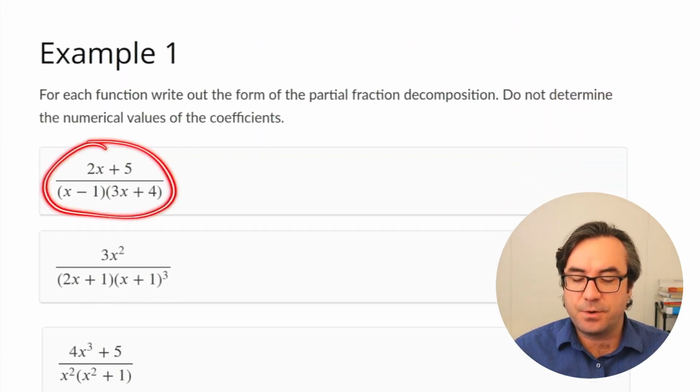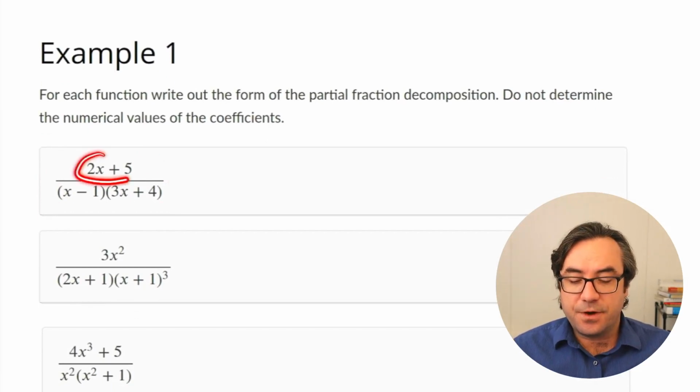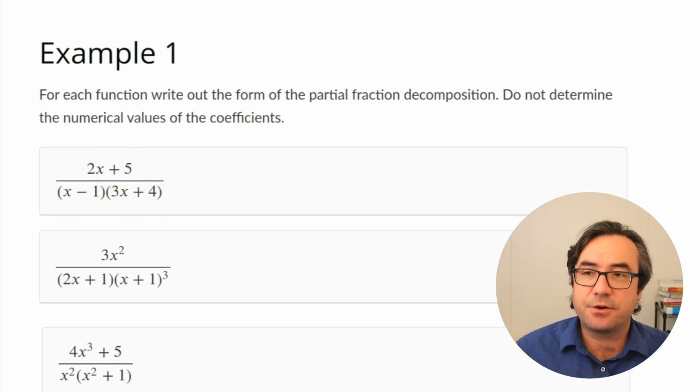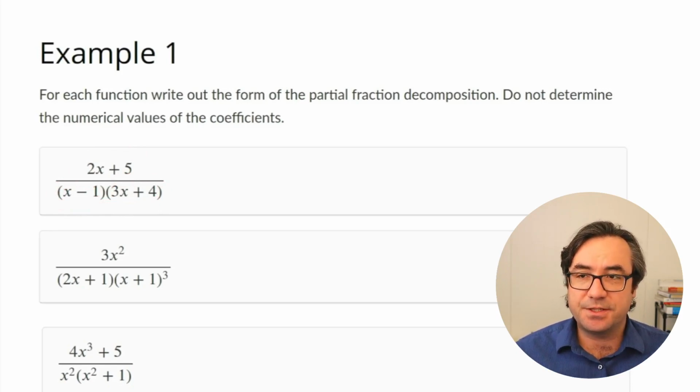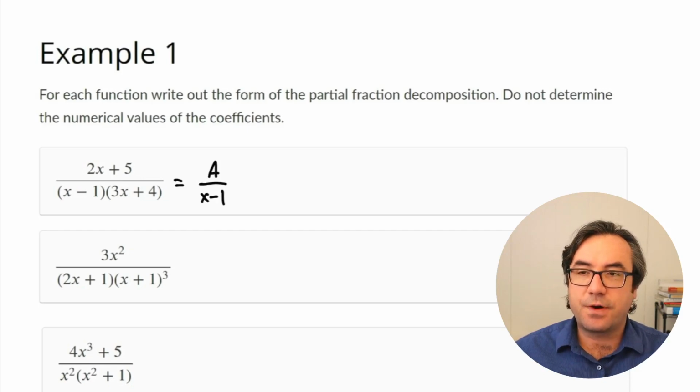We're just going to do the first one here. This is the example we're going to work with. So the function here is 2x plus 5 over x minus 1 times 3x plus 4. Denominator's already factored for us. So for the partial fraction decomposition, each factor in our denominator is going to get its own fraction. So that x minus 1 is going to get its own fraction, and then the 3x plus 4 is going to get its own fraction.